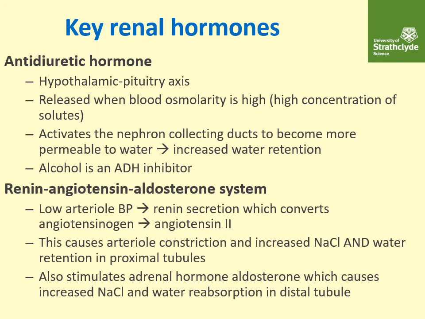So the key renal hormones, what are they? We've got antidiuretic hormone, and that's released from the hypothalamic pituitary axis. It's released when blood osmolarity is high, and there's a high concentration of solutes. It activates the nephron collecting ducts to become more permeable to water, and therefore you get an increase in water retention. And just a wee note for ourselves, alcohol is quite a potent inhibitor of antidiuretic hormone, and that's why if you drink alcohol, you get an increase in frequency of going to the bathroom. So your urine's a little bit more dilute, and alcohol acts as a dehydrating agent as a consequence.